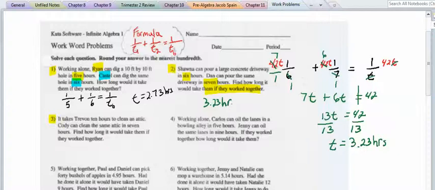Okay, when I say you can use a calculator, I want you to show me your setup in your work, and then you can use a calculator to do the math part of it. Okay, one more.